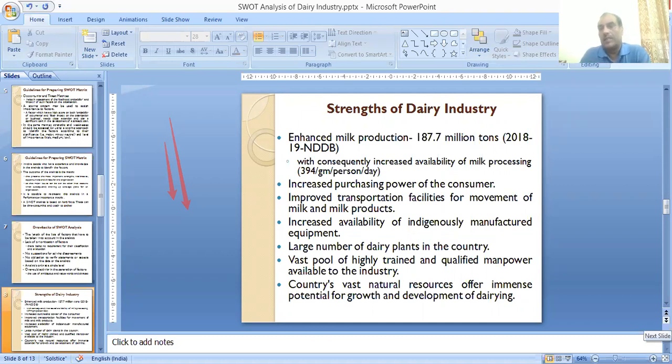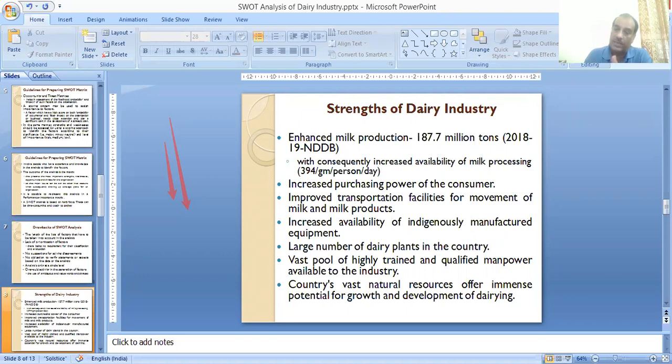Then the strengths of the dairy industry. Our dairy industry is growing very fast. India is the leader in milk production. We are the highest milk producing country. According to the data for 2018-19, the milk production of the country was 187.7 million tons, and the per capita availability was 394 grams per person per day. So our milk production is increasing.